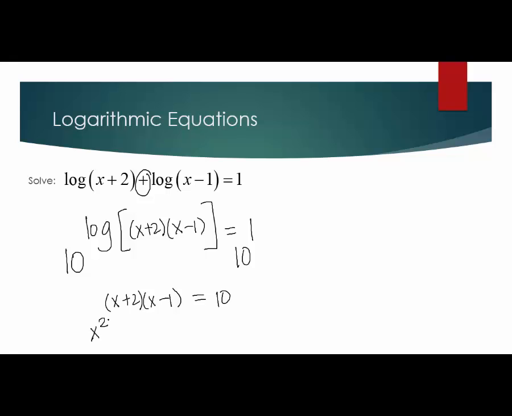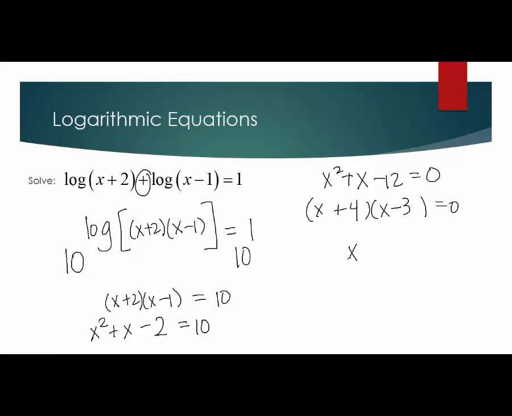So this is x squared minus x plus 2x, so plus x minus 2. And if I bring 10 to the other side, this is x squared plus x minus 12 equals 0. And I think this factors. Plus 4, minus 3. This gives me two solutions for x.